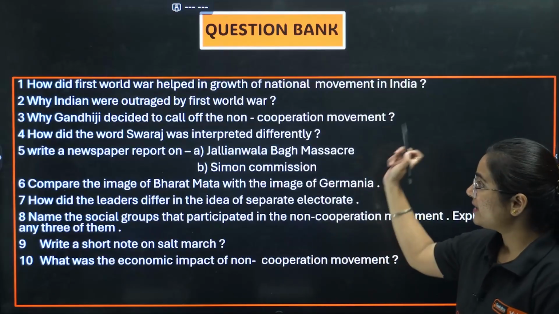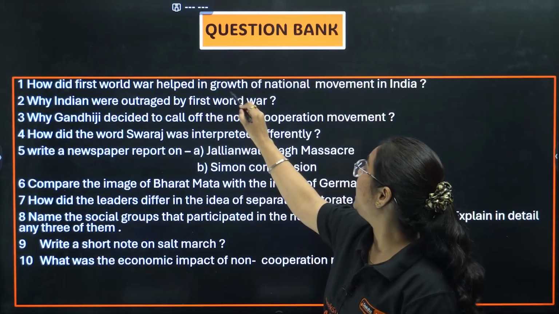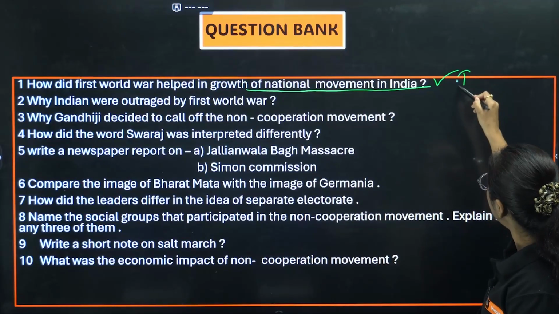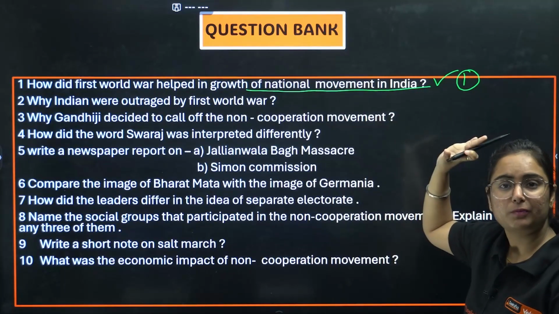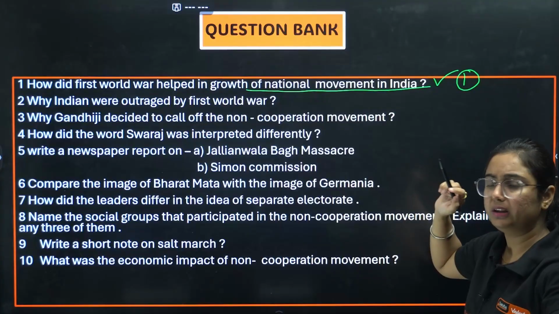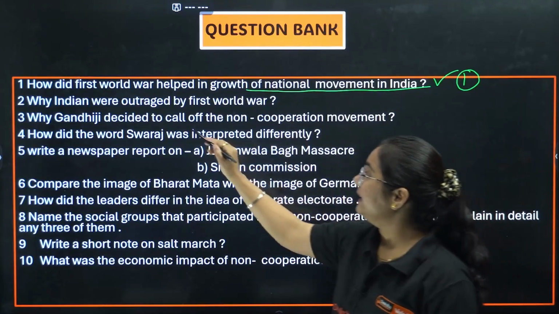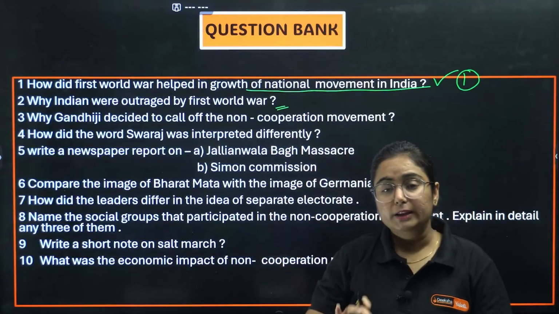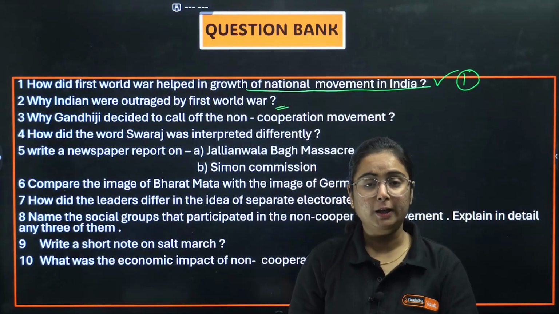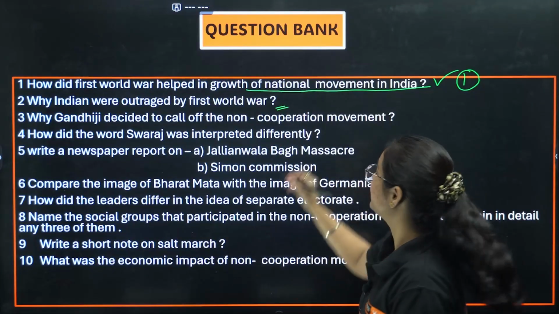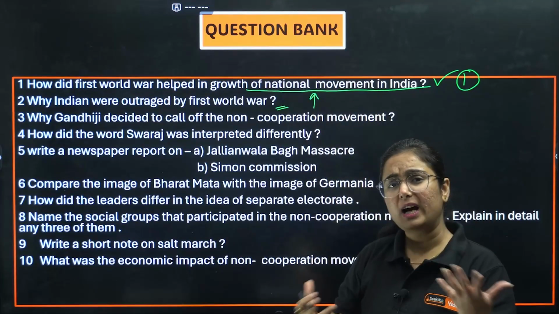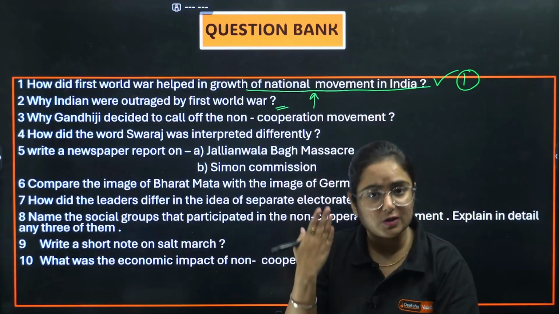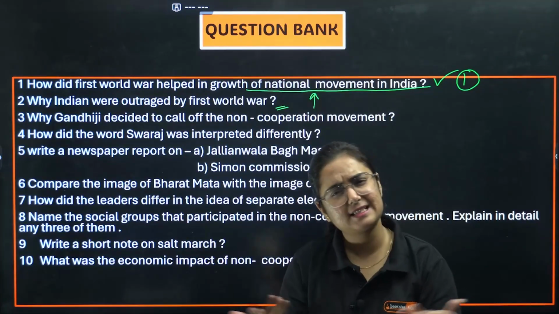Okay, question number 1, how did First World War help in the growth of national movement in India? On the first page of this PPT, you can get this answer. Okay, 6 points have been given there, learn them. Why were Indians outraged by First World War? So again, now the way of asking the question is different, but somewhere the answers are the same. Why were Indians outraged, why were they not happy? Because of the economic problems, because of forced recruitment, increasing taxes, etc.